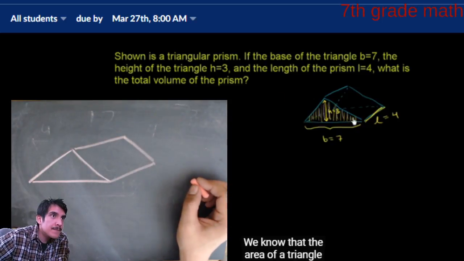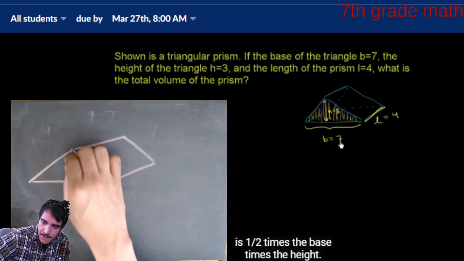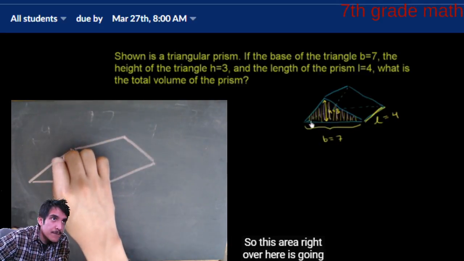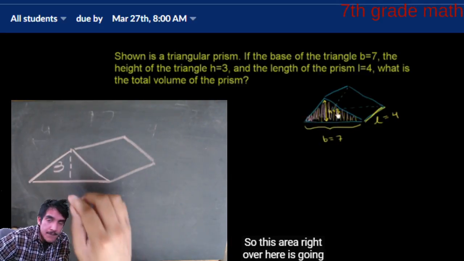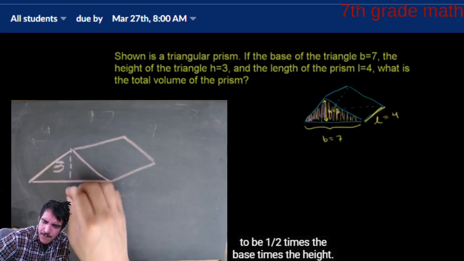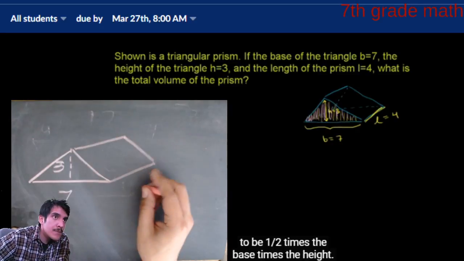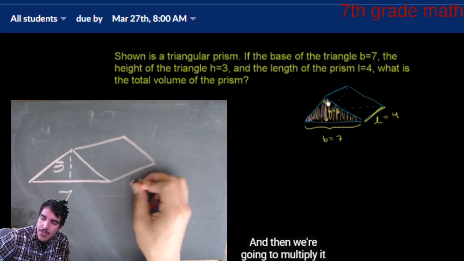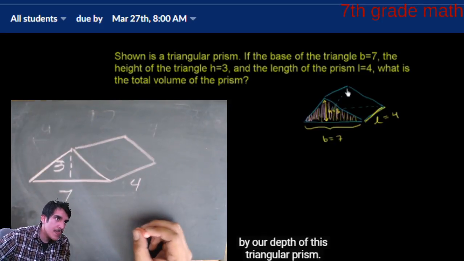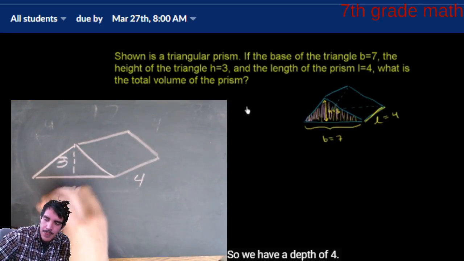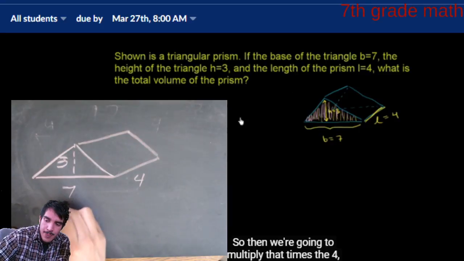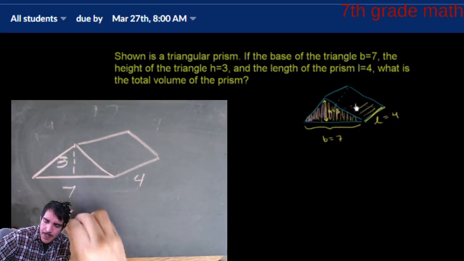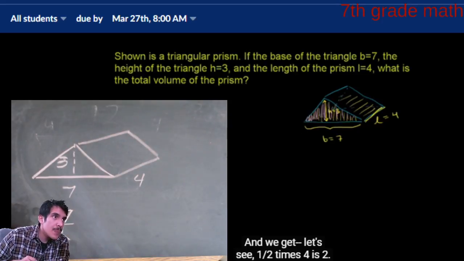We know that the area of a triangle is 1/2 times the base times the height. So the area, this area right over here, is going to be 1/2 times the base times the height, and then we're going to multiply it by our depth of this triangular prism. So we have a depth of 4. So then we're going to multiply that times the 4 times this depth times the 4.